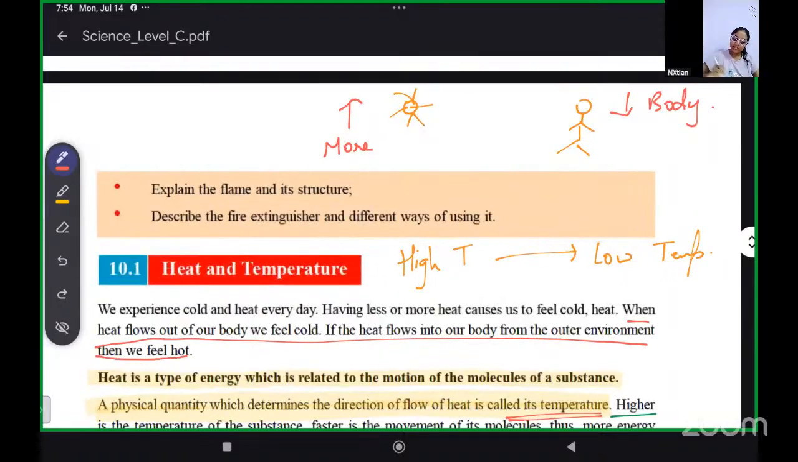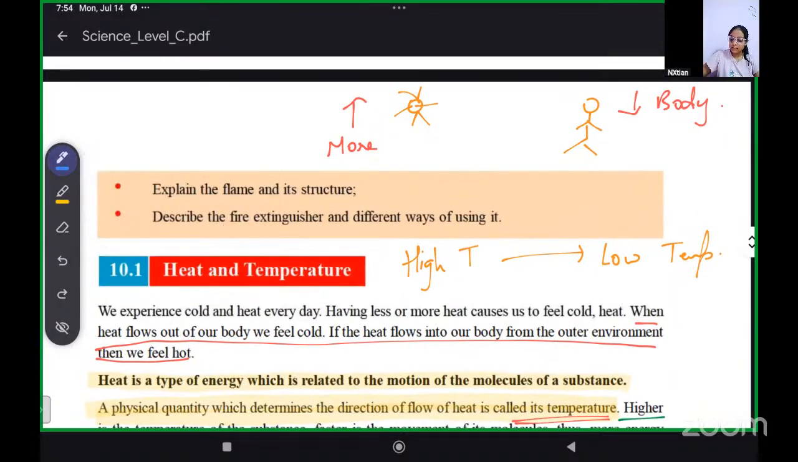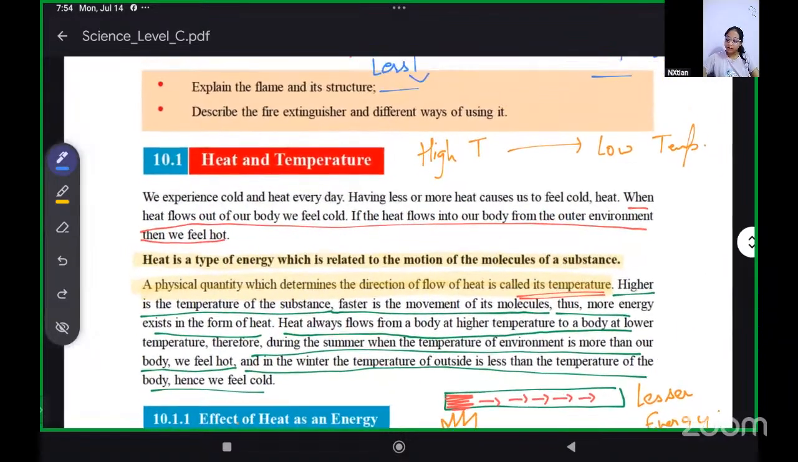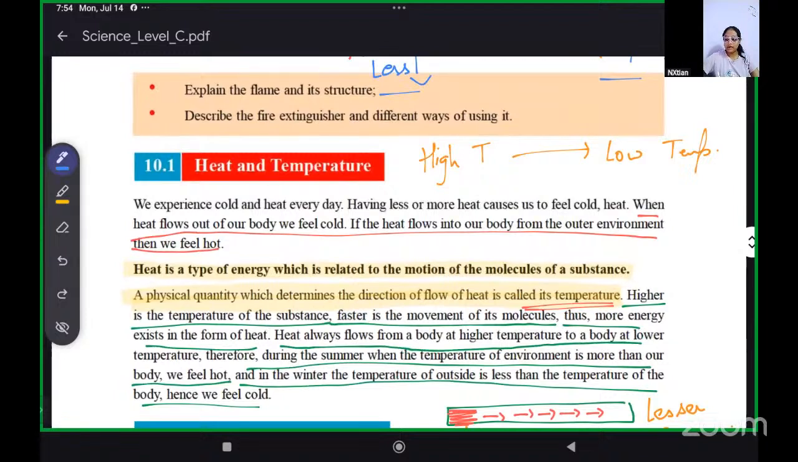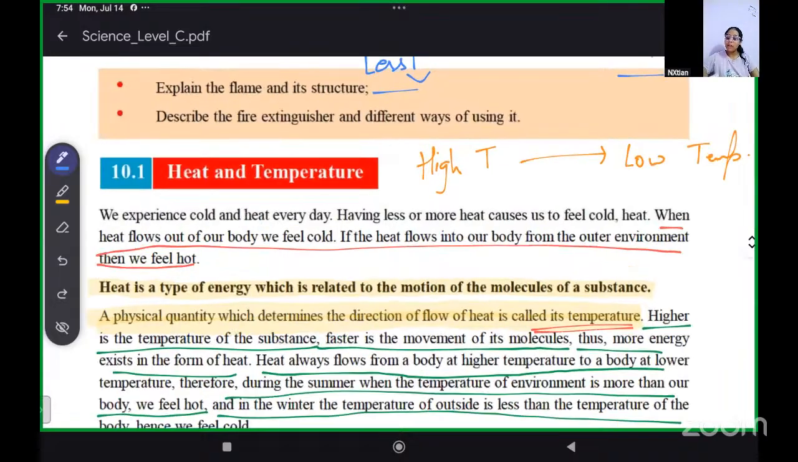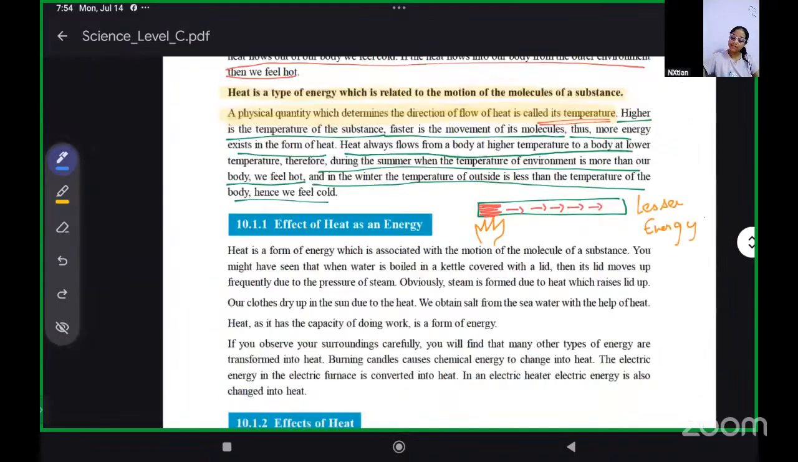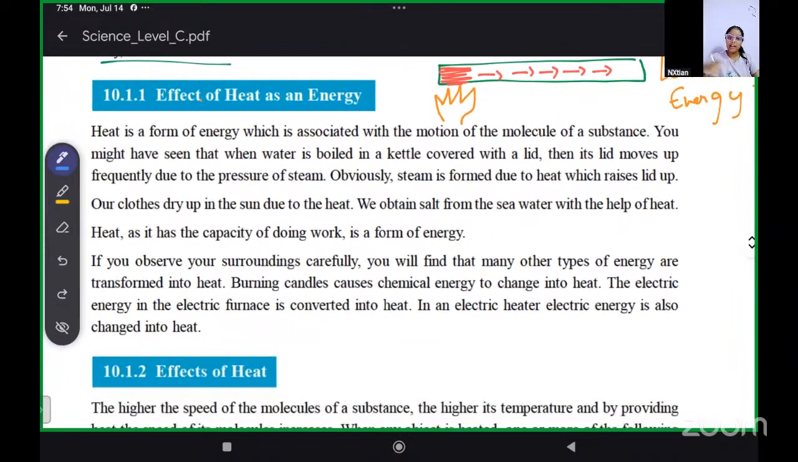But what happens in winter? What happens in winter is that this outside temperature becomes less, and the body temperature becomes more compared to the environment. That is why we feel cold, because the heat travels from high temperature to low temperature. The heat always travels from high temperature to low temperature. Okay, understood all of you?